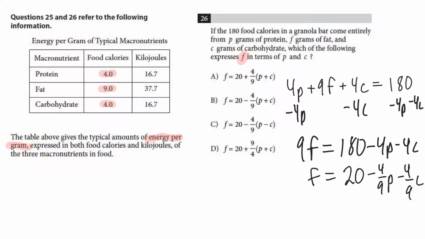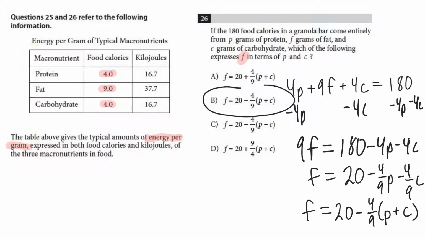Okay. Now none of my answers are in this format. They all look like they have the coefficients factored out. So I'm going to factor out a negative 4/9, and I'll be left with P. And if I factor out a negative, this is going to be a positive, and the coefficient is also 4/9, so it'll be plus C. So my solution to this is going to be B: 20 minus 4/9 times quantity P plus C.